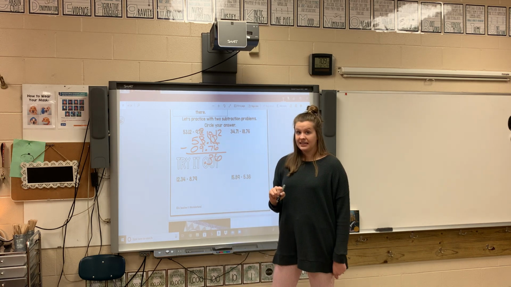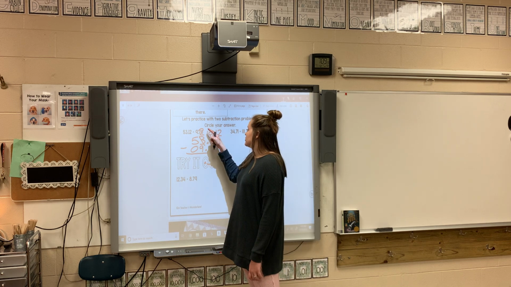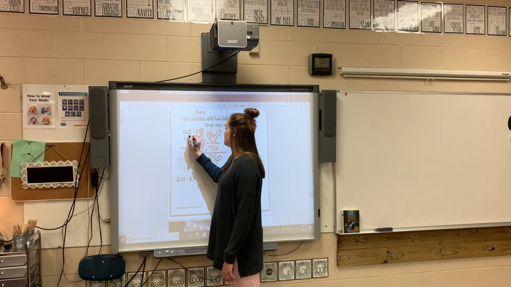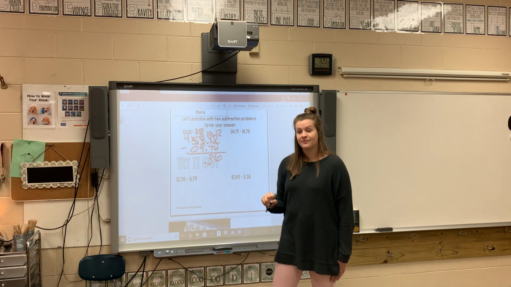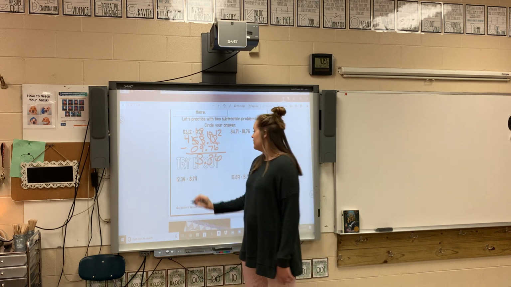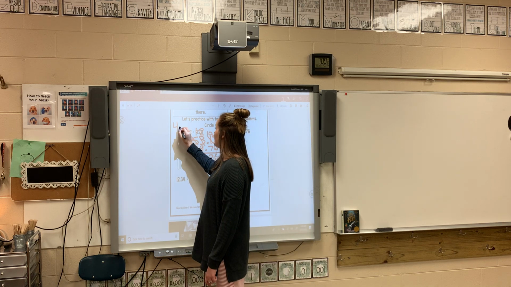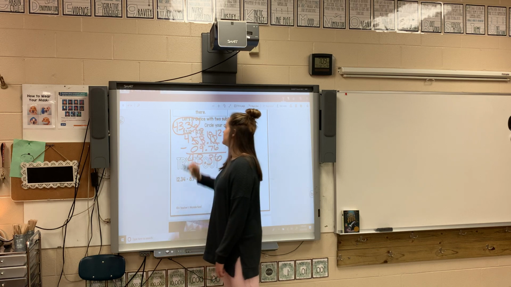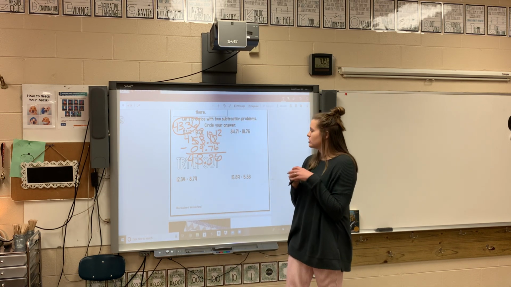Cannot forget to bring down that decimal. No matter what part you do it at, you've got to have that decimal there. 2 minus 9. Can't do it, need to regroup. My 5 becomes a 4. My 2 is now 12. What is 12 minus 9? 3. And 4 minus 0 is 4. So my answer is 43 and 36 hundredths.